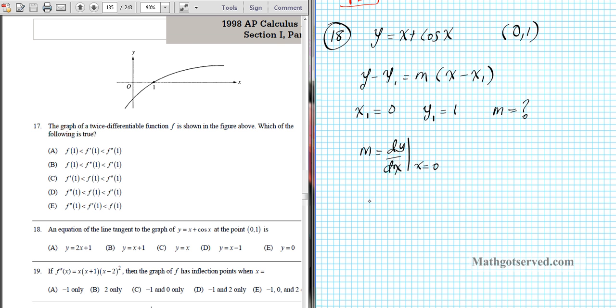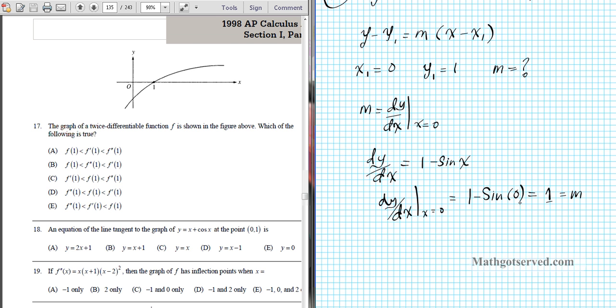All right, so dy/dx is the derivative of this function. Differentiate this term by term. The derivative of x is 1. The derivative of cosine is negative sine x. So the slope when x is 0, which is basically m, is 1 minus sine of 0. We know sine of 0 is 0, so that is equal to 1, and that is the value of m. So basically we have all the information we need. M is 1, so let's write down the equation of our line in point-slope form.